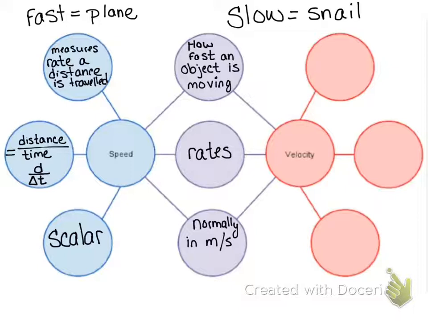Now we're going to contrast that to velocity, and velocity is a little different, because velocity is going to be a rate an object changes position. So now let's take that same example. I start at school, I go to Walmart, I come back to school. So my starting position and my ending position are both school. So what's the total position change?